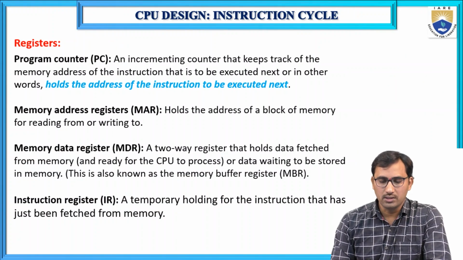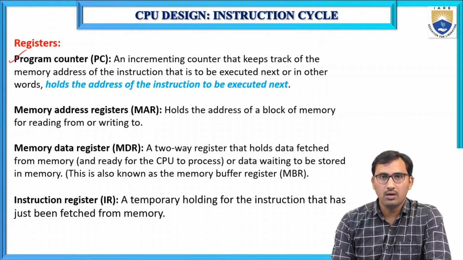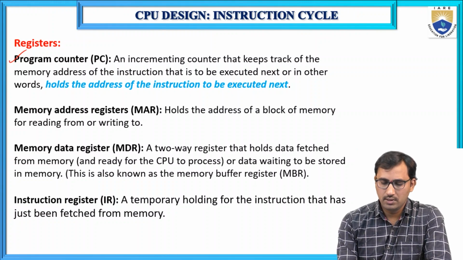And coming to the registers. In a central processing unit, we have several registers. The first one is the program counter. We have already seen the definition of the program counter just before. The program counter is a register that holds the address of the next instruction to be executed.